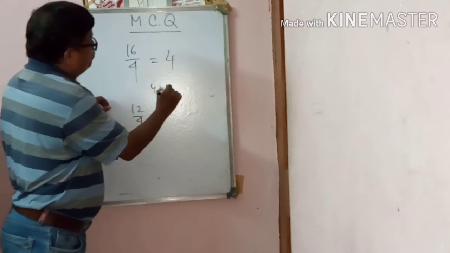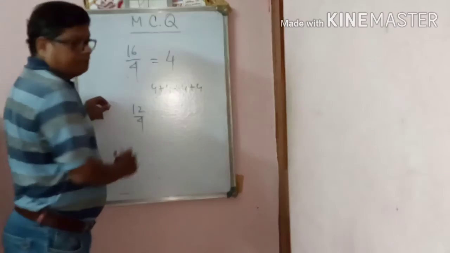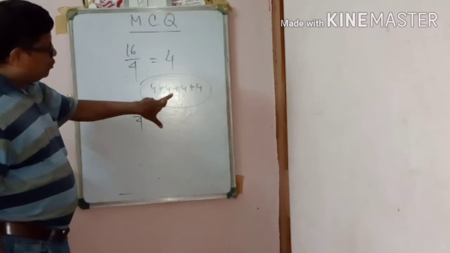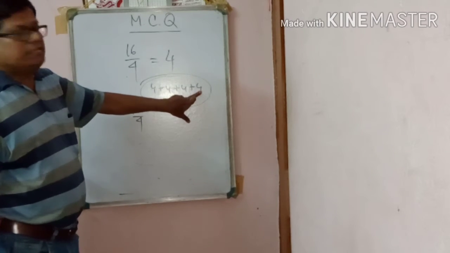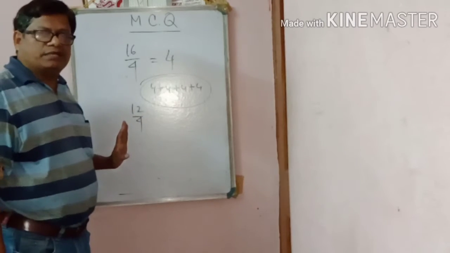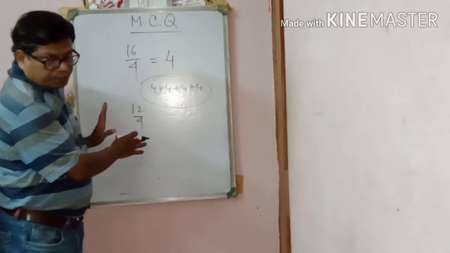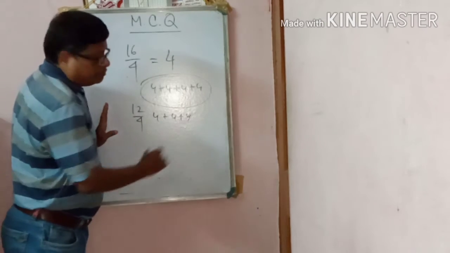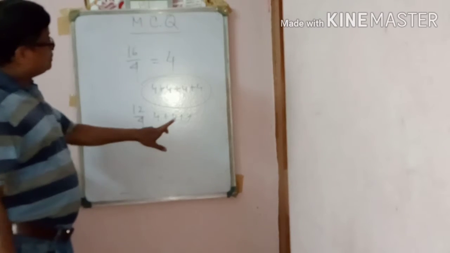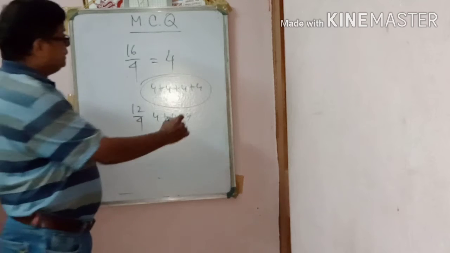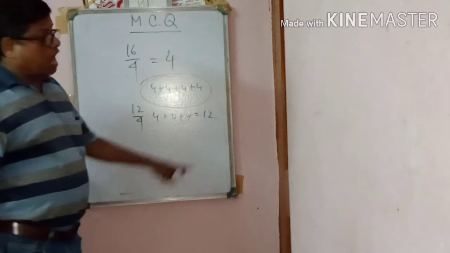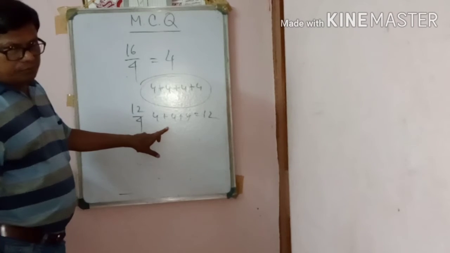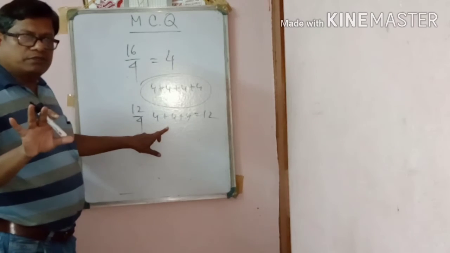That is 4 plus 4 plus 4 plus 4. This is 16. 4 plus 4 plus 4 plus 4, it will be 16. Similarly, 12 by 4. How many 4s are required here? 3. 4 plus 4 plus 4, that is 12. How many 4s are required to make 12? 3 times required.